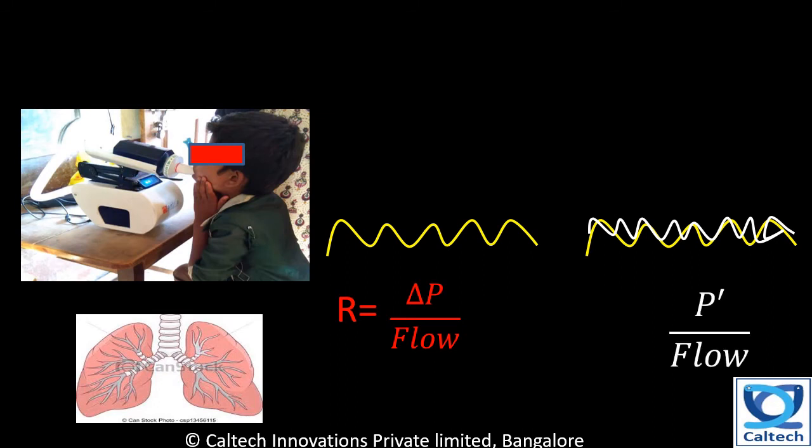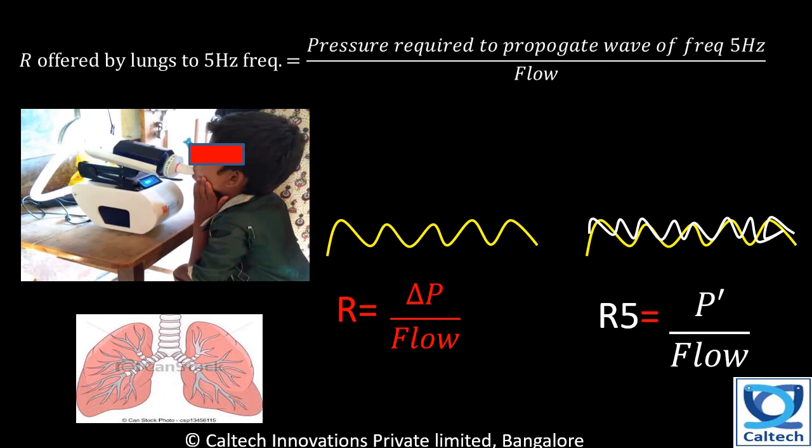When you send this frequency, there is a pressure change, say P dash, upon flow. Now this ratio tells you about the resistance offered by the lung for the frequency of 5 Hz. That is, the resistance offered by lungs to 5 Hz frequency is the ratio of pressure required to propagate a wave of frequency 5 Hz to the flow. Similarly, the resistance offered by the lungs to the 20 Hz frequency is the ratio of pressure which is required to propagate a wave of frequency 20 Hz on flow.